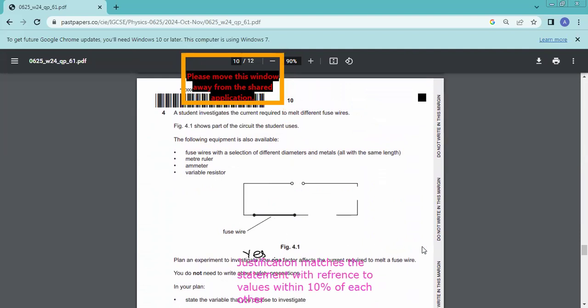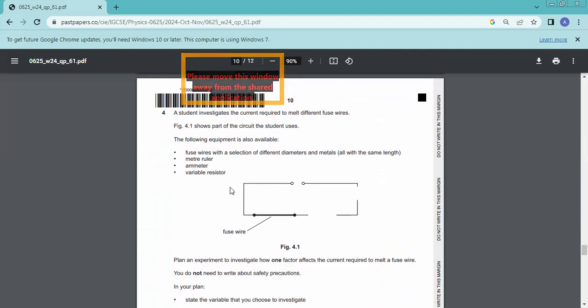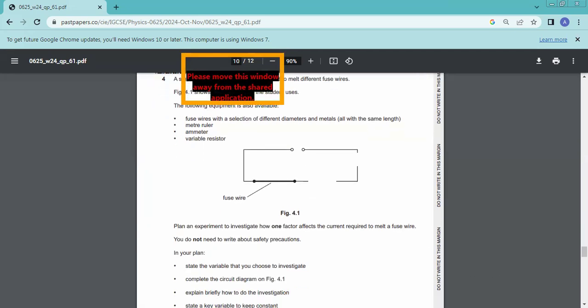A student investigates the current required to melt fuse wires. Here the experiment is taken. The following equipment is also available: fuse wires with a selection of different diameters and metals, all with the same length, and then a meter ruler, ammeter, and variable resistor. Prepare an experiment to investigate how one factor affects the current required to melt a fuse wire. We do not need to write about safety precautions.